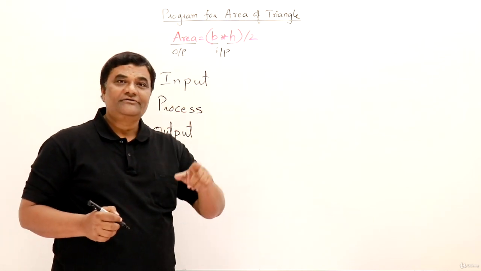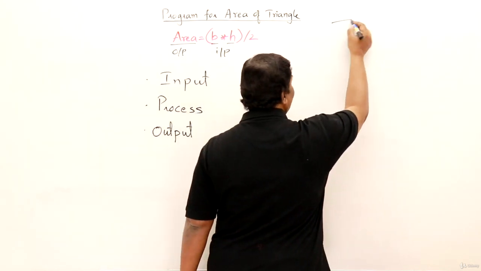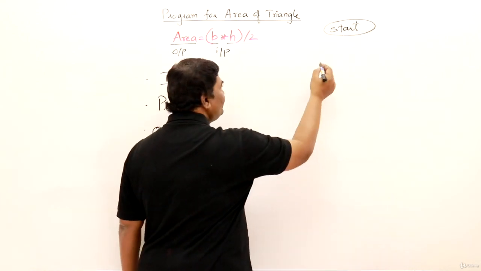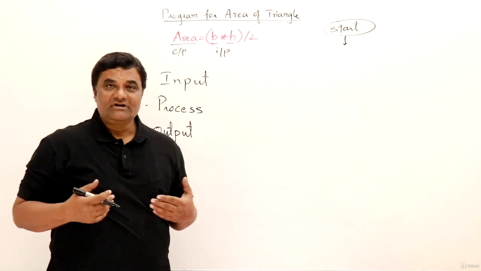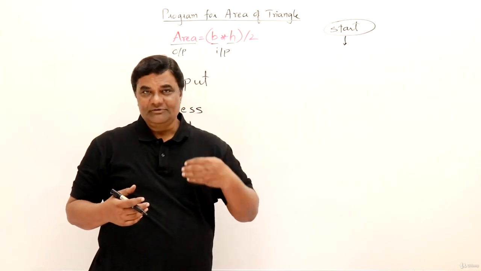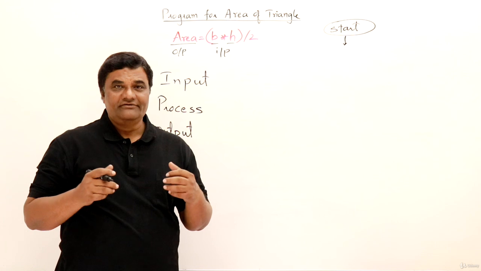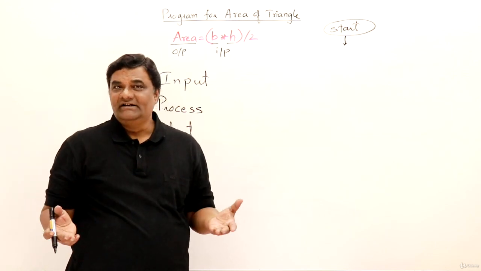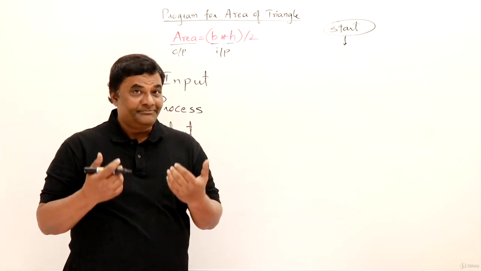So for this, first of all, I will draw a flow chart. First thing is the start of a flow chart. So this is start. Now next, we should take input. Imagine I am a program and you are using the program, so you are a user. I have to find out the area of a triangle. Then what should I know? I should know what is base and height. Then I should ask you, tell me what is base and height. So I should take input from you.